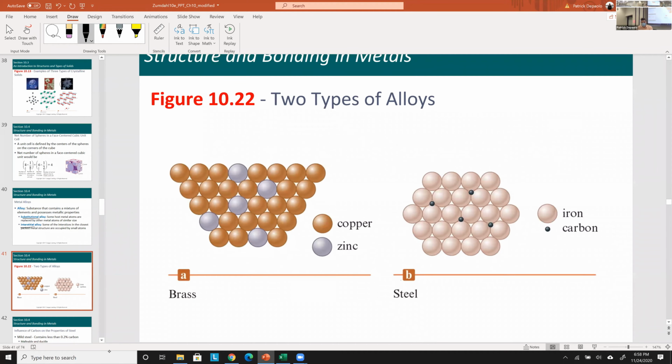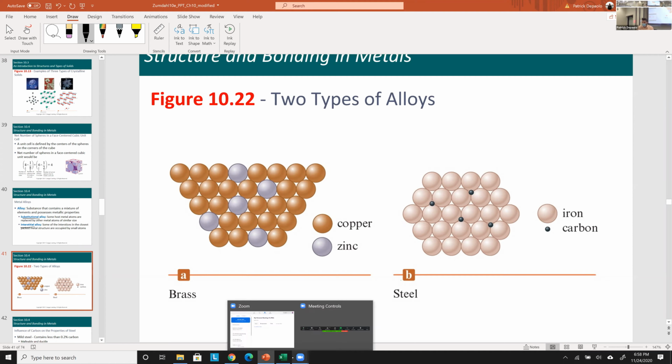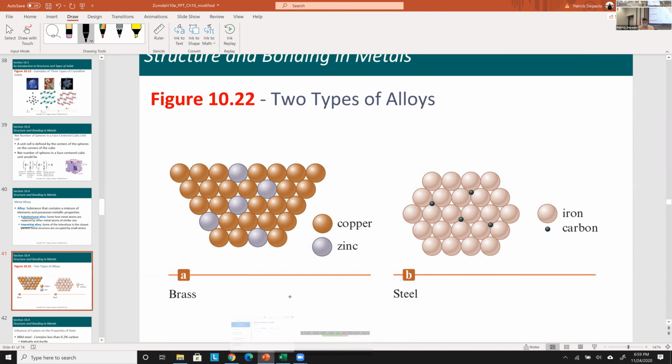So here's the example. Here's brass. You have copper and zinc. And then if you add, to get bronze, you add copper and tin, I think, based on RuneScape. Those of you who played RuneScape when you were little. But anyway, those are both types of these substitutional alloys.